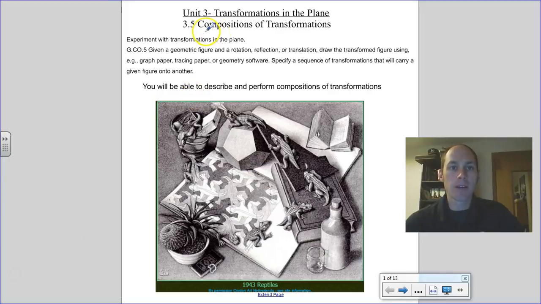Okay, today we're going to talk about compositions of transformations as we continue to work through translations, reflections, rotations. And today we're going to combine those all into one step and take a look at what happens when we take two transformations in one step.